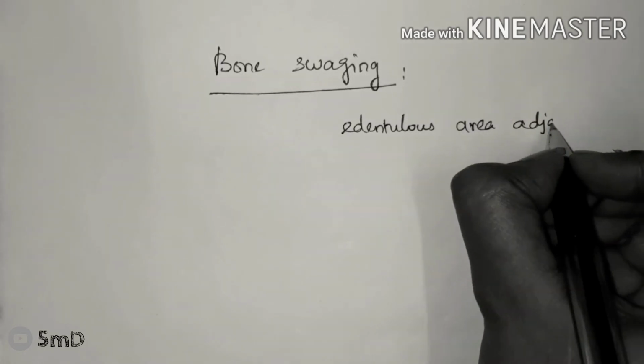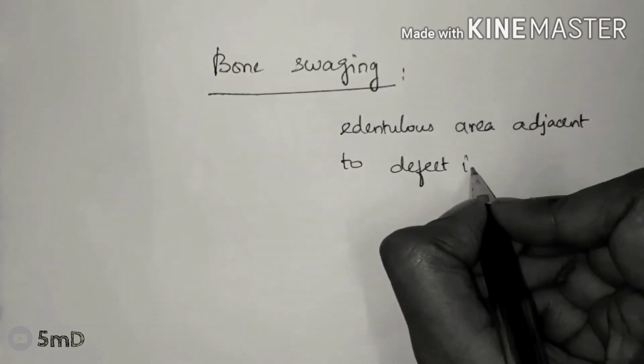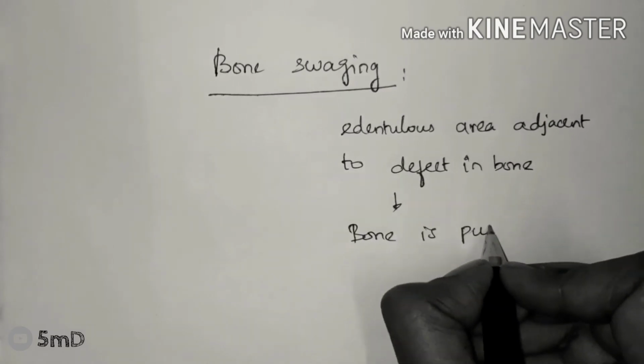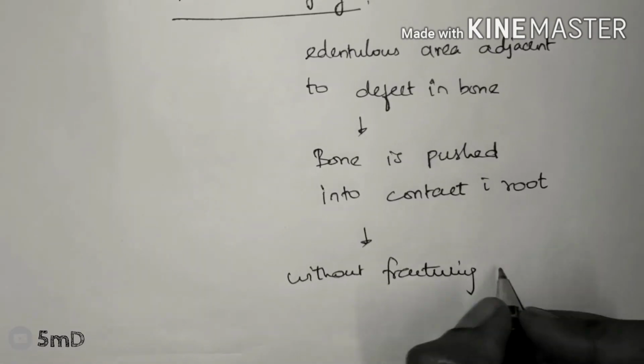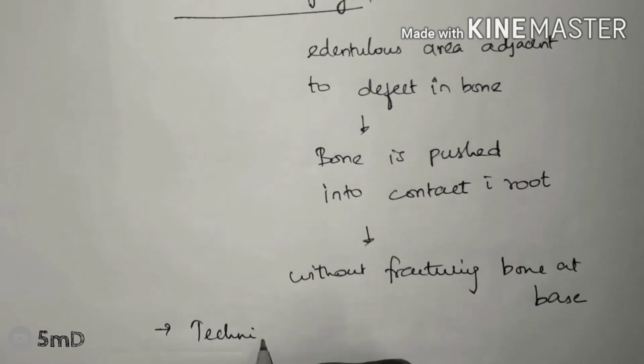Bone swaging is the technique employed when edentulous areas are adjacent to the defect. Here, bone is pushed into contact with the root surface without fracturing the bone at the base. The technique is relatively sensitive and difficult to do.